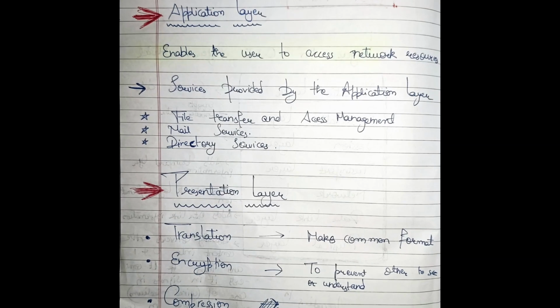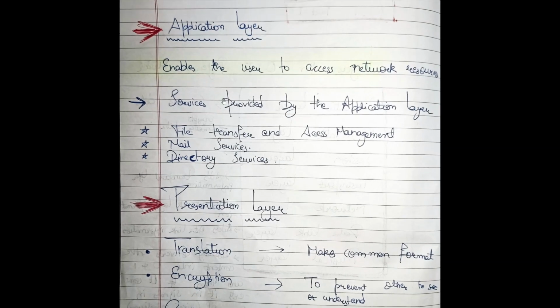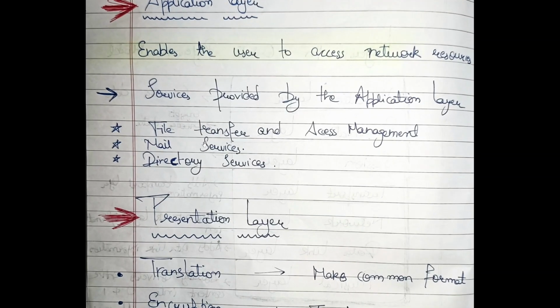First one is application layer. Now this enables the user to access network resources. Services provided by application layer are file transfer, sending messages on WhatsApp, access management, then mail services like email and directory services. These are the services provided by application layer.